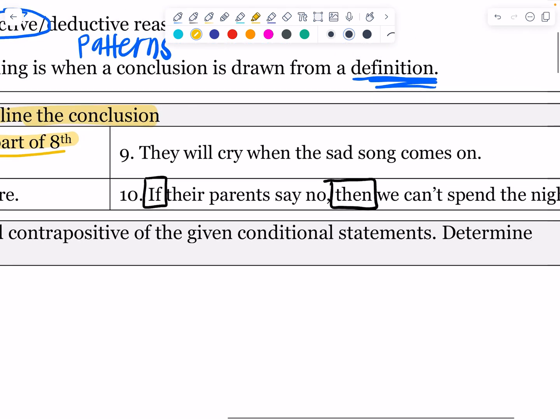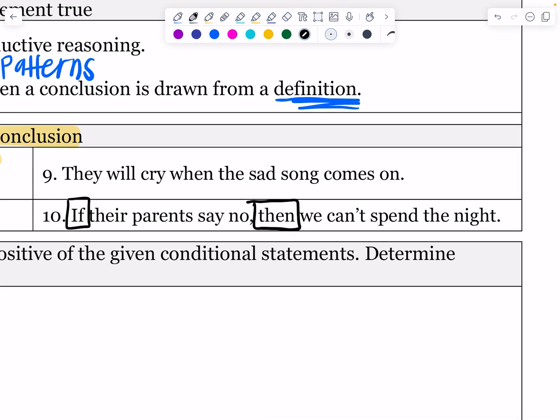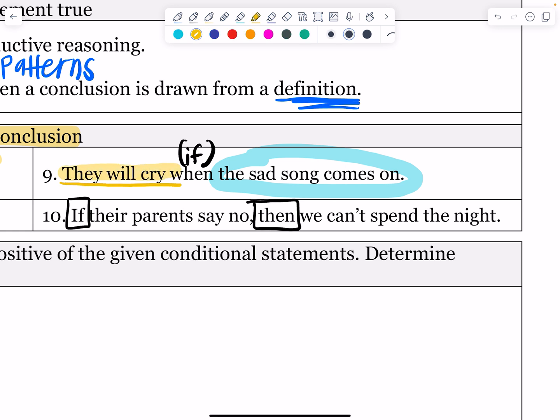All right, number 9 is a little bit tricky because it doesn't have the word if and it doesn't have the word then. But it says they will cry when the sad song comes on. So what you're looking for is a domino effect. What happens to make something else happen? And so what happens to make the other thing happen, the domino effect, is going to be that the sad song comes on. So when it says the word when, I could replace that word with the word if. So the sad song has to come on, and then that is going to trigger a response. Well, what is the response? They're going to cry. They will cry.